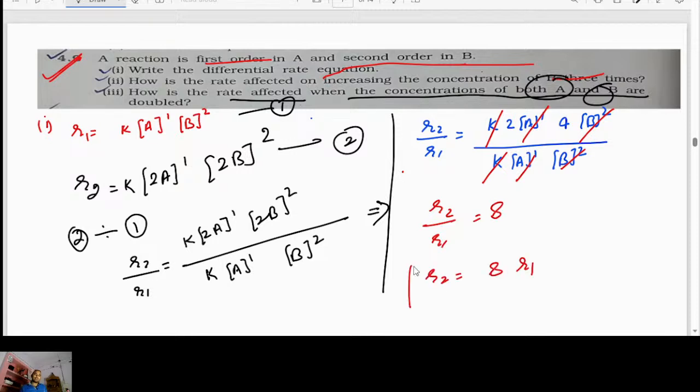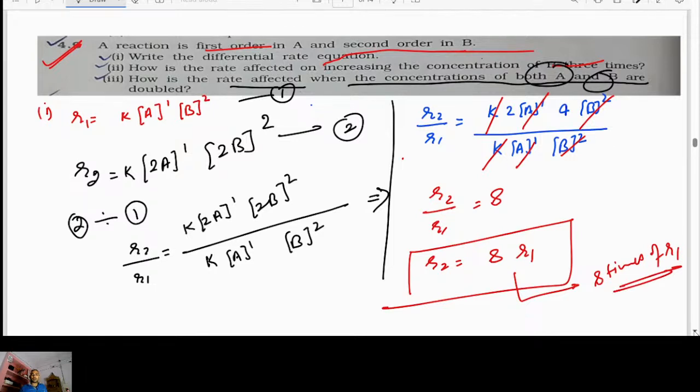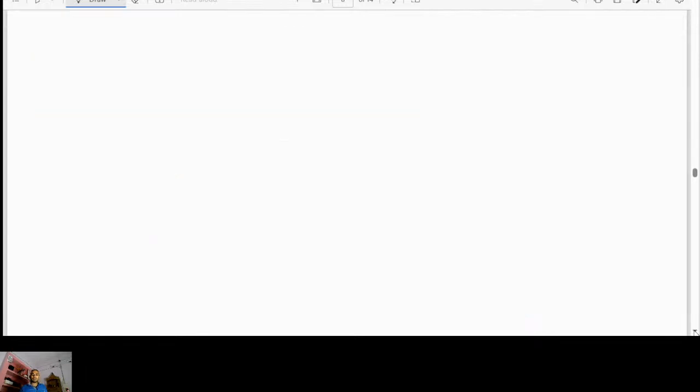So the rate is going to increase how many times? The new rate becomes 8 times the initial rate, that is R1. So this is all. It is getting late, so in the next class we are going to take the other set of questions.